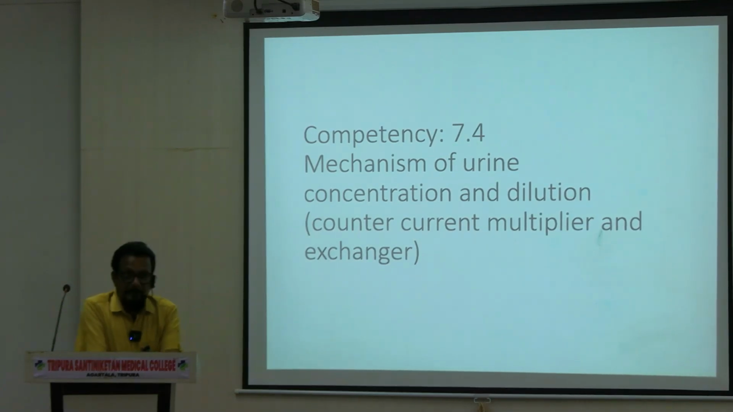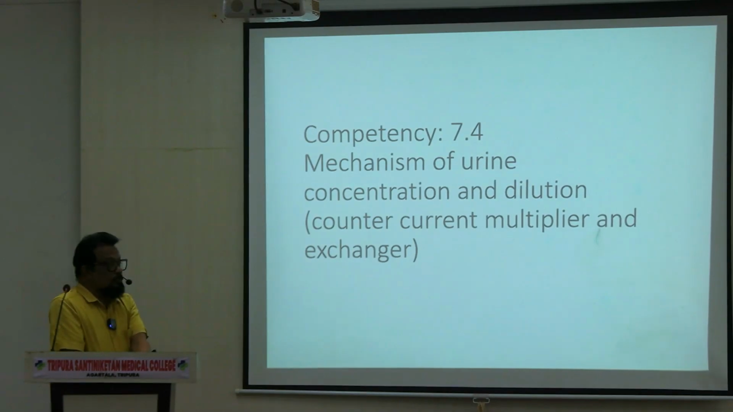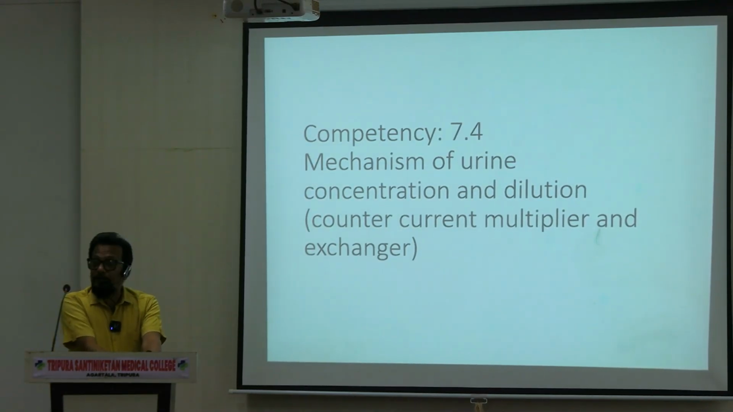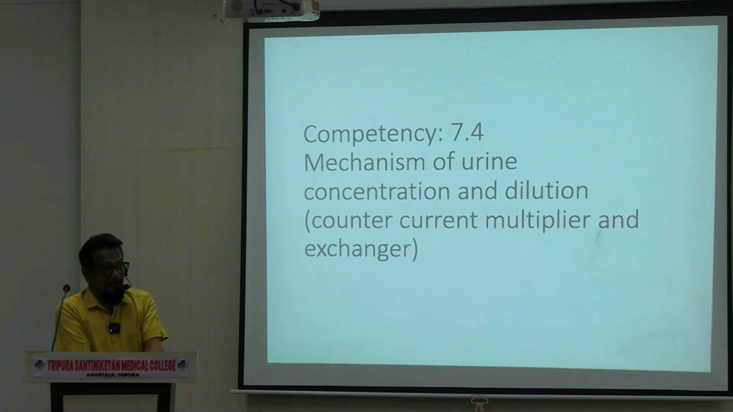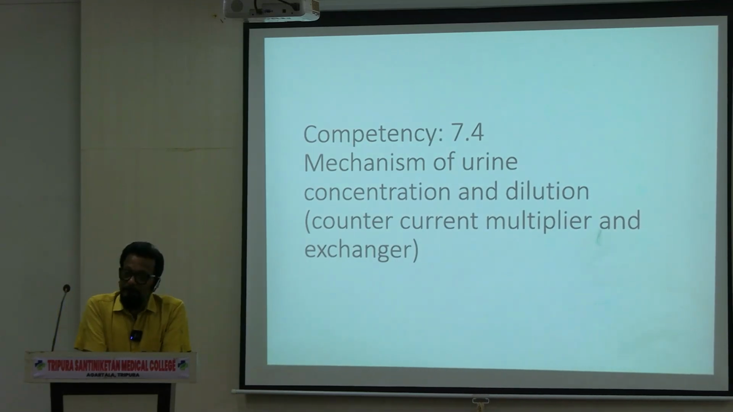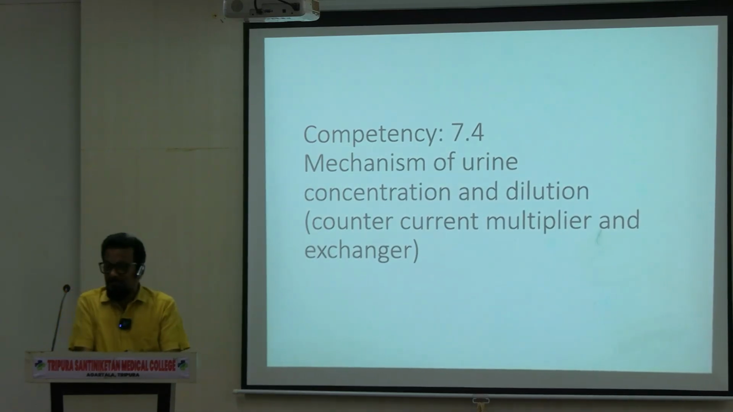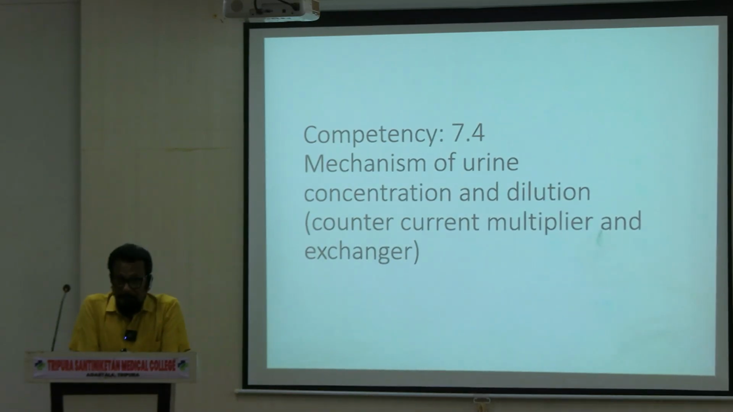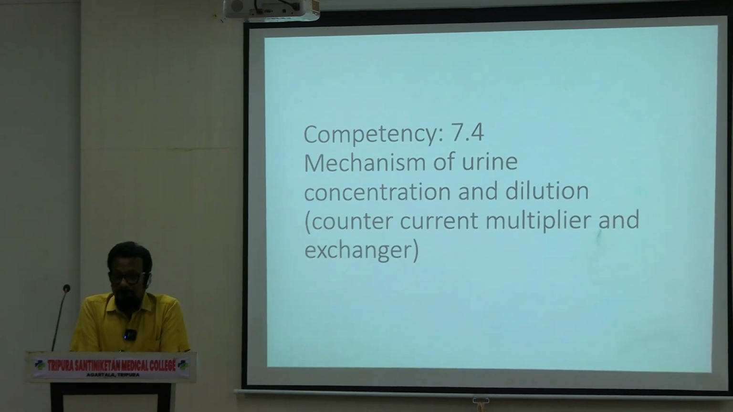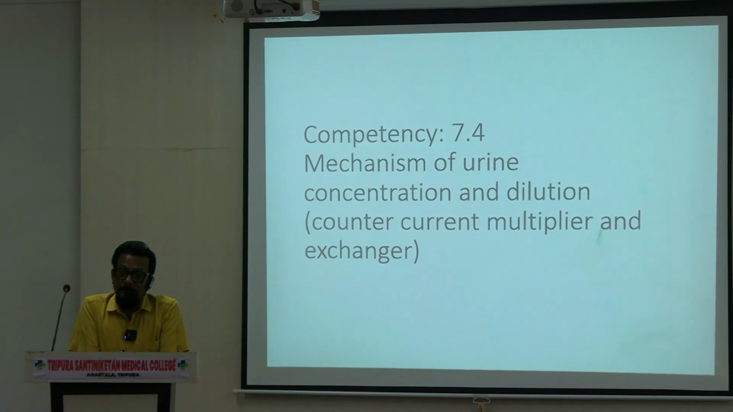So we will study how these two processes are involved and where it is done. The place of concentration or dilution of urine, the countercurrent multiplier system, is in the medulla, not in the renal cortex. And in the medulla, it is by the loop of Henle of juxtamedullary nephrons.